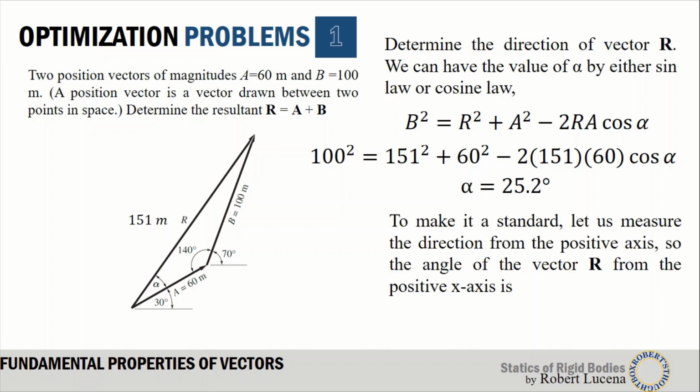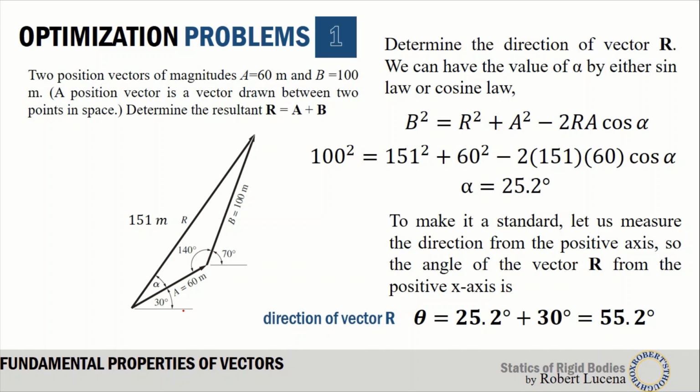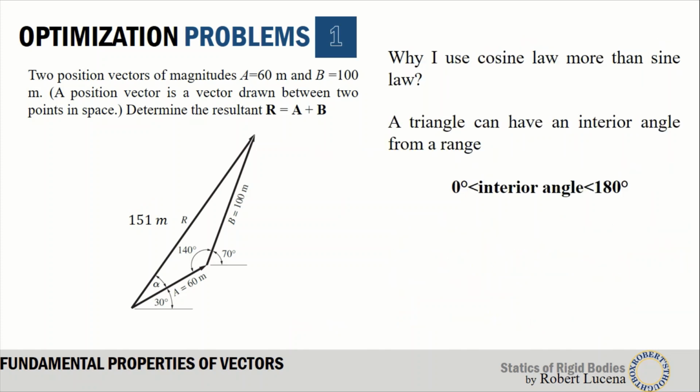Now, to make it standard, let us measure the direction of vector R to the positive x-axis. Now we have theta. Theta is here. Now we can say that the direction of vector R is 55.2 degrees measured from the positive axis with a magnitude of 151 meters. So we have now the magnitude 151 and the direction 55.2 degrees from the positive axis, and that is your resultant vector from components vector A and vector B.